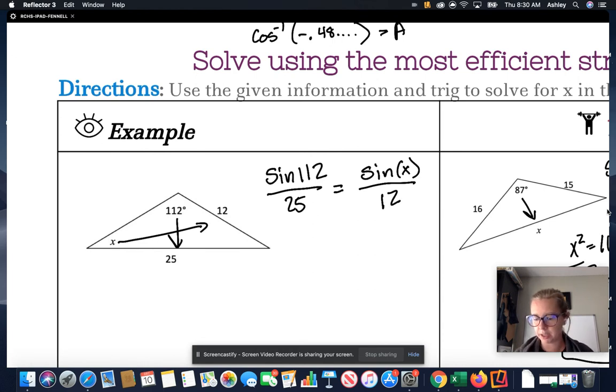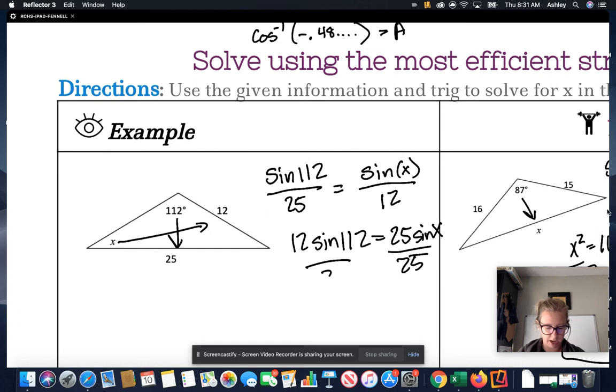So now we're just going to plug this into our calculator, sine of 112. We're going to multiply that by 12, cross multiply here, right? Whoops, don't do that. When I was doing that in the calculator, it went inside the parentheses with my sine 112. That would not be the same. Make sure you end that parentheses before you multiply by 12. And then we need to divide by 25. So again, what I did was 12 times the sine of 112 is equal to 25 times the sine of x. Then, of course, we divide by 25 on both sides.